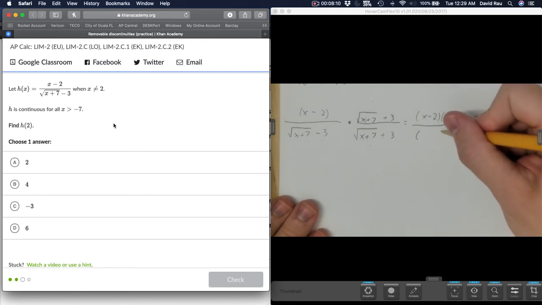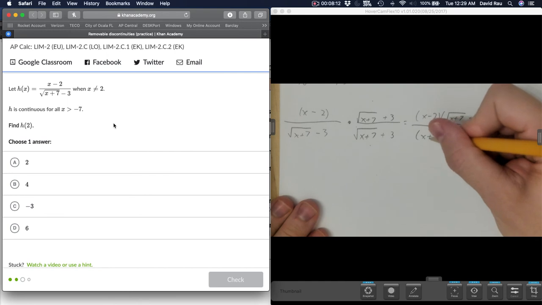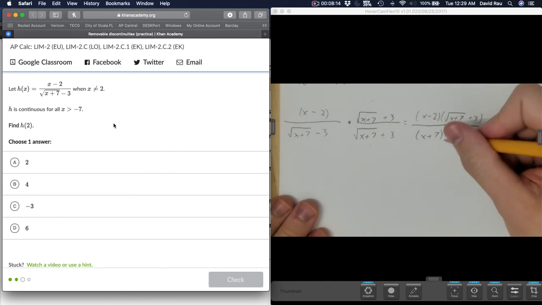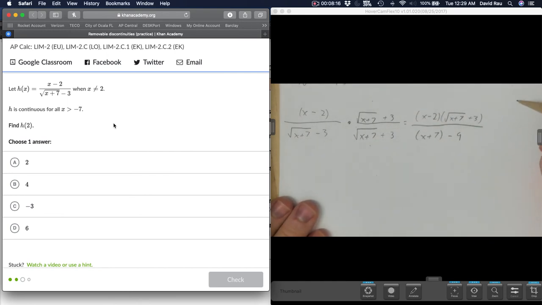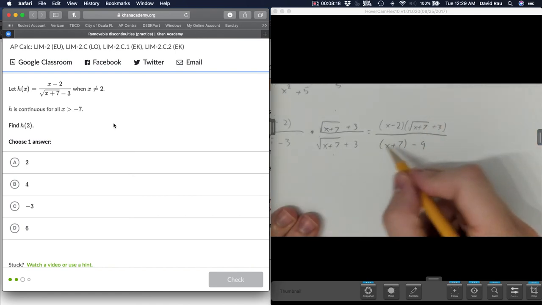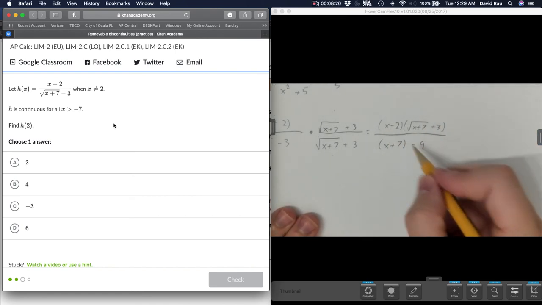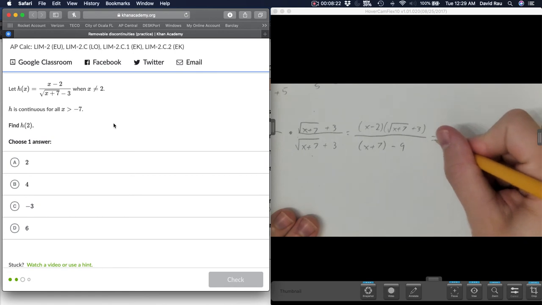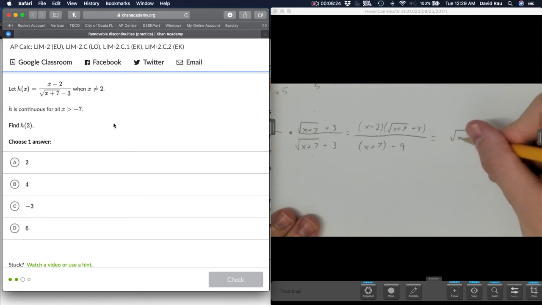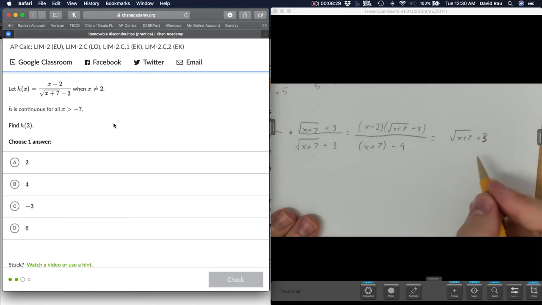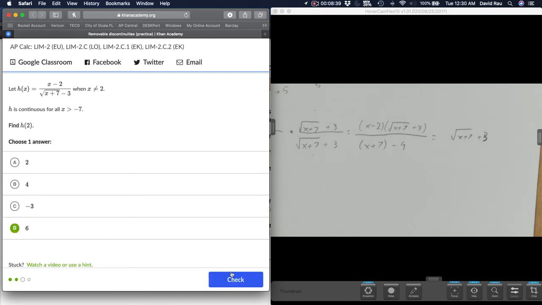Make sure you write what's in the root in parentheses just in case it's on the back end again, and we get this. So same as last time, this simplifies to x minus 2, so x minus 2 and x minus 2 cancel out. So we're really just left with the root of x plus 7, plus 3. So what is the limit as we approach 2 of this? Well, plug in 2. 2 plus 7 is 9. The root of 9 is 3. 3 plus 3 is 6.